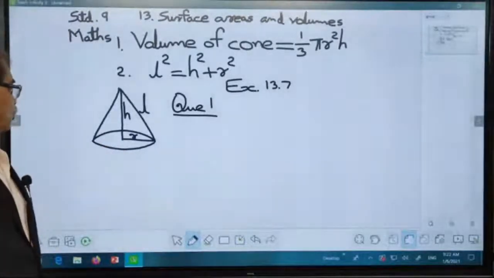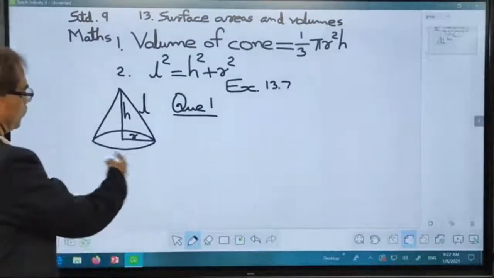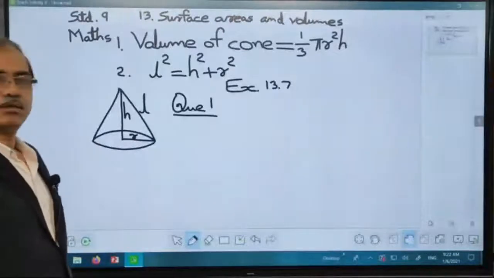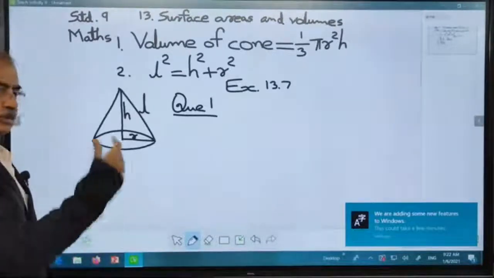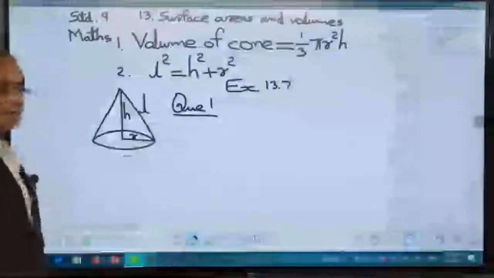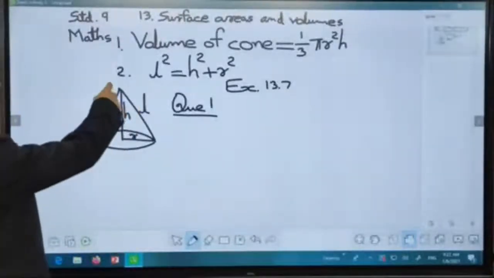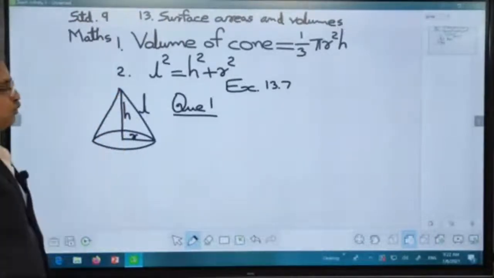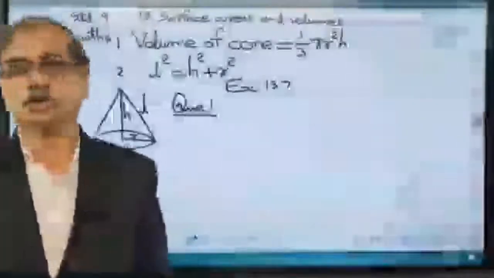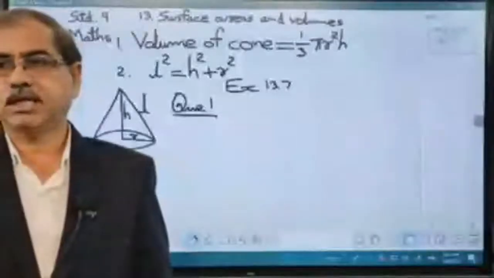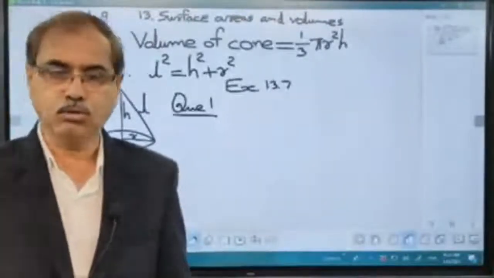Now the diagram I have drawn. In our syllabus we have the right circular cone. At the bottom you have the circular base. This is the center of the circular base. R denotes the radius of the circular base. From the tip of the cone to the base, this vertical part, I have denoted by h. We call it the vertical height of the cone. Again I repeat, h is the symbol for the vertical height of the cone.